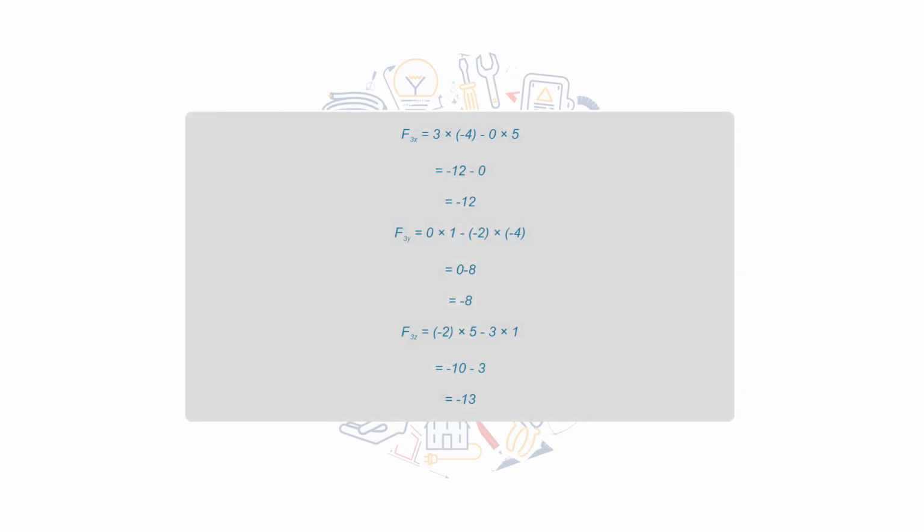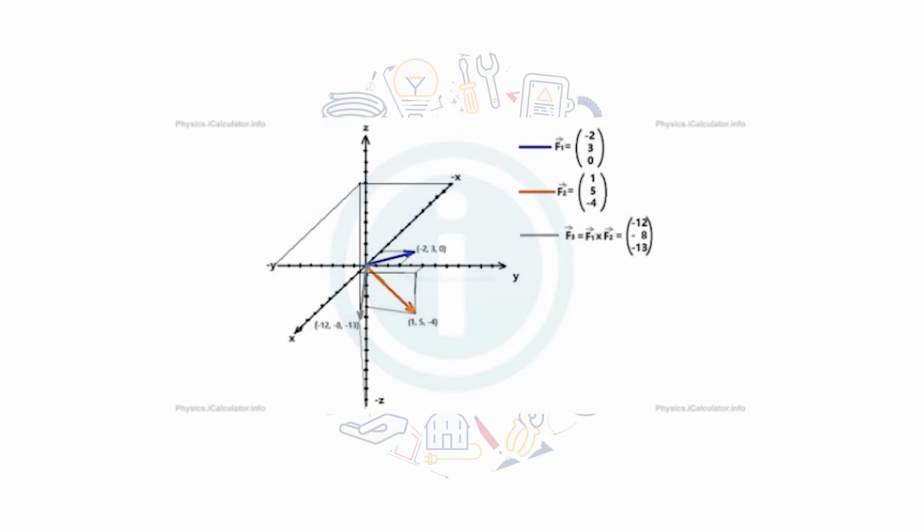Substituting the known values, F1x equals -2, F1y equals 3, F1z equals 0, F2x equals 1, F2y equals 5 and F2z equals -4, we obtain the following equation for the tip's coordinates of F3. Therefore, the tip of vector F3 will be at (-12, -8, -13). This is illustrated in the figure on screen.